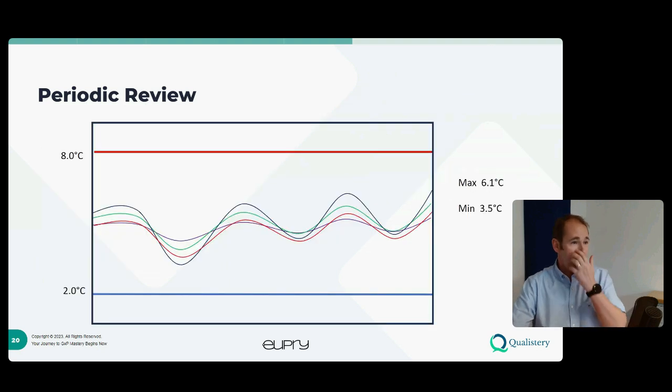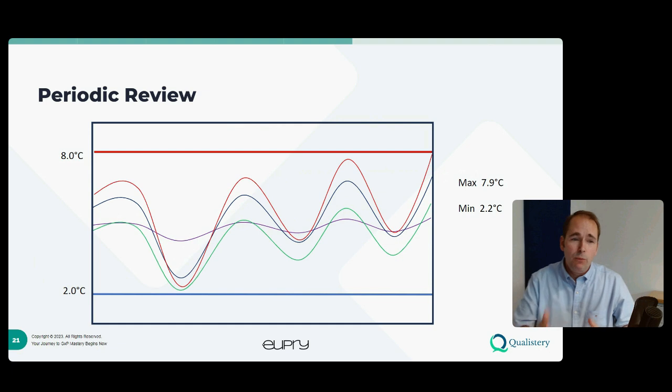So this is a bit of an example. We might take a look at some data in this refrigerator. So we've got some example data here where we've got a minimum temperature of 3.5 degrees and a maximum of 6.1. We've got hysteresis in the machine and it's controlling pretty effectively. We've got good control in the center of the temperature band, right where we want to see it. So that's good.